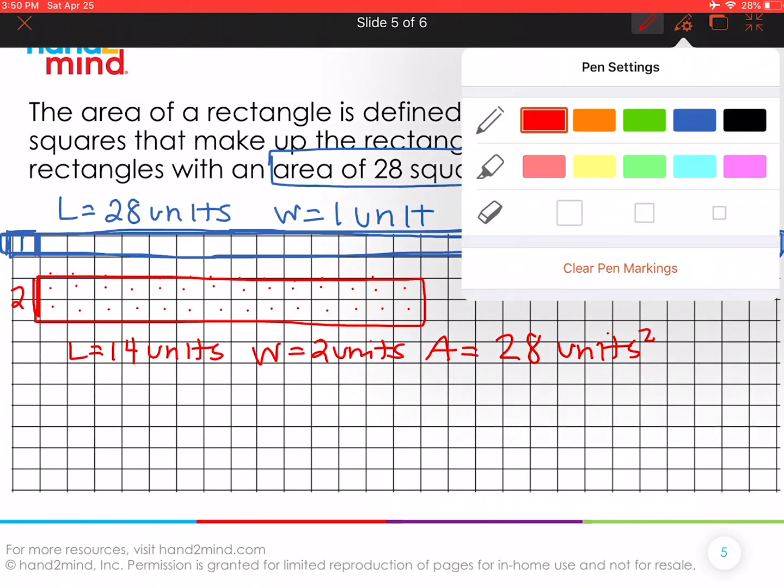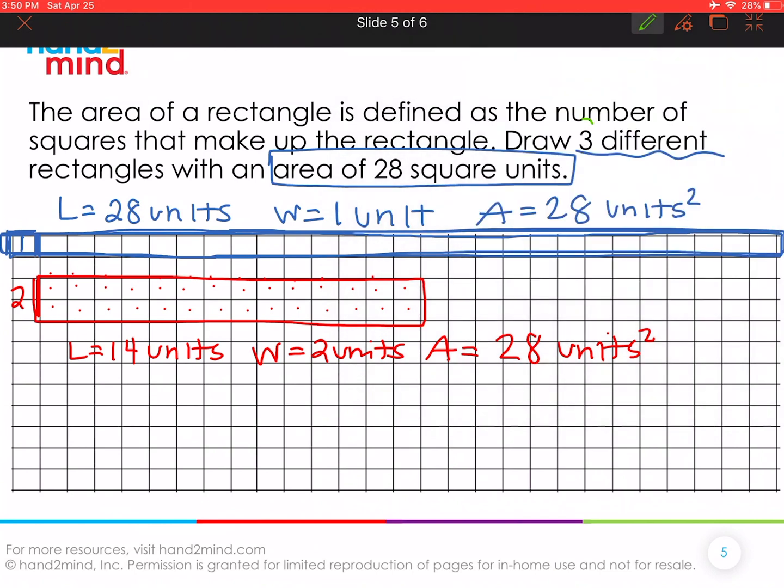Now there's 2, so it's asking us to think of 3 different ones. Can anyone think of a third different one? Go ahead and tell the person next to you, or maybe you're talking out loud to me, is there a way to find a third rectangle? Sure, so if we wanted to do a height of 3 or a width of 3, could we do a width of 3? Let's try.